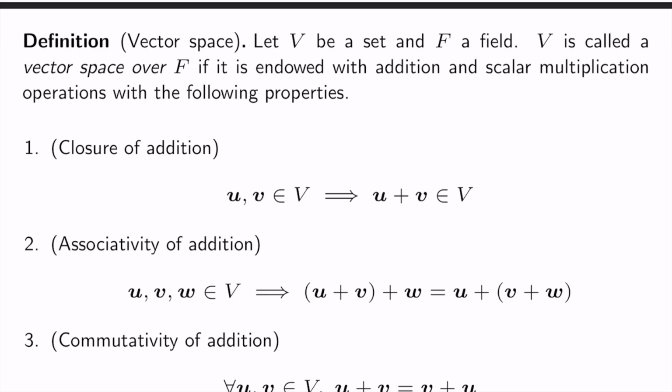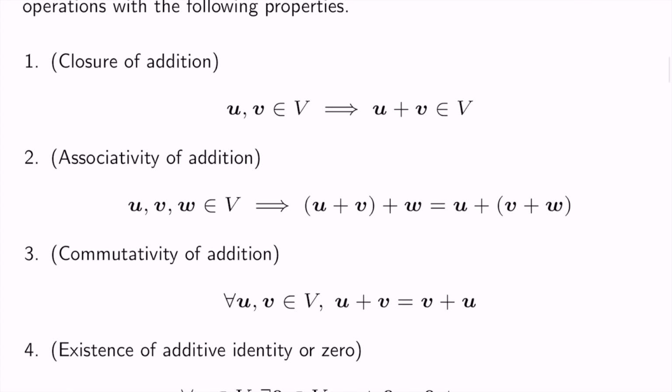So here's the set of axioms of those operations, addition and scalar multiplication. If u and v are elements of the set V, then u plus v is also an element of the set V. So this means this set V is closed under addition. If you pick two elements from V and add them, that will not go outside of the set V. It stays within the set V.